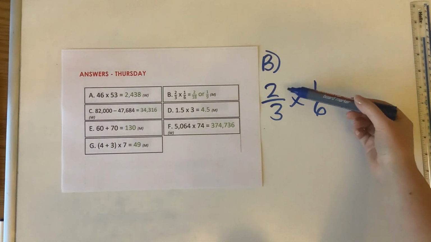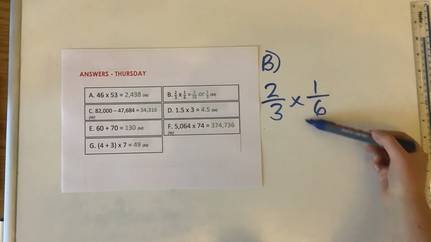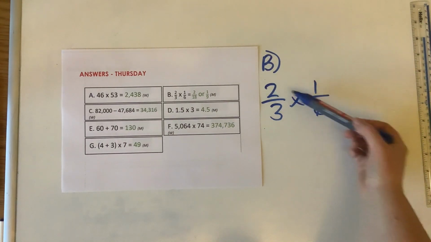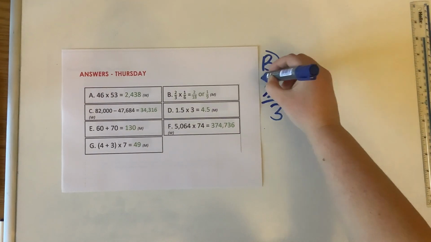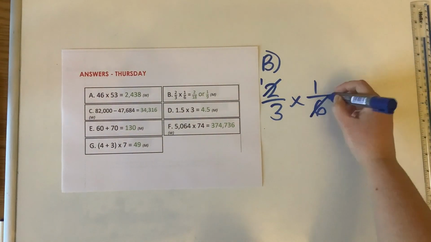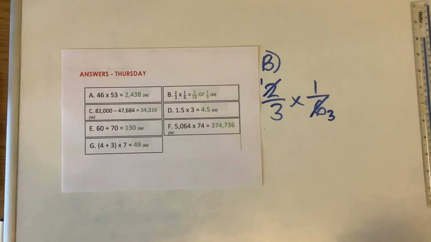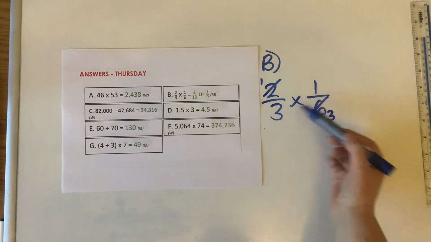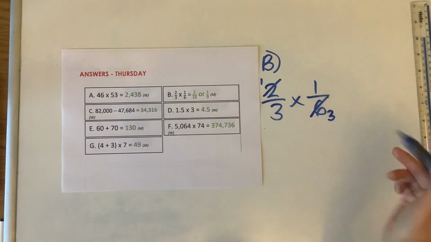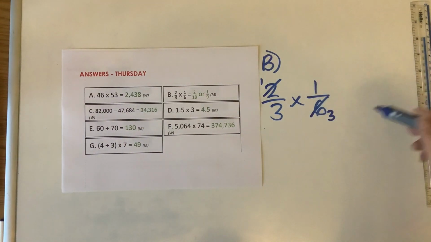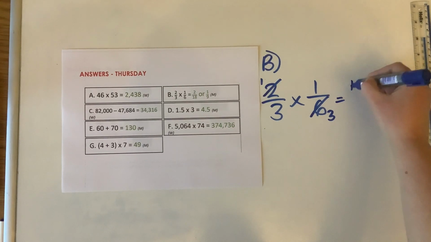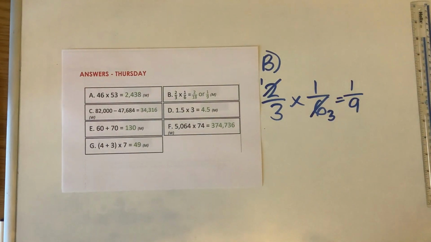So I look at the first numerator and the second denominator first. I've got 2 and 6. I notice I can simplify those because they're both divisible by 2. 2 goes into 2 once, and 2 goes into 6 three times. Then I look at the first denominator and the second numerator. Can I simplify them any more? No. So now I've got 1 times 1 and 3 times 3, and when I multiply across, I get 1/9.